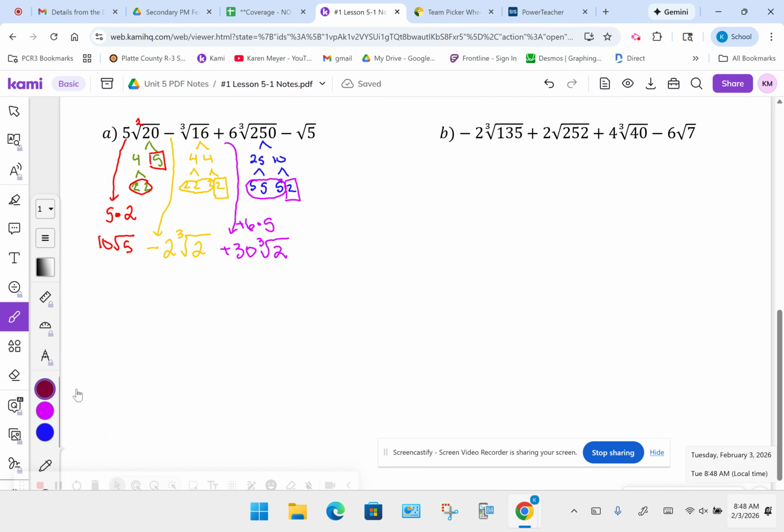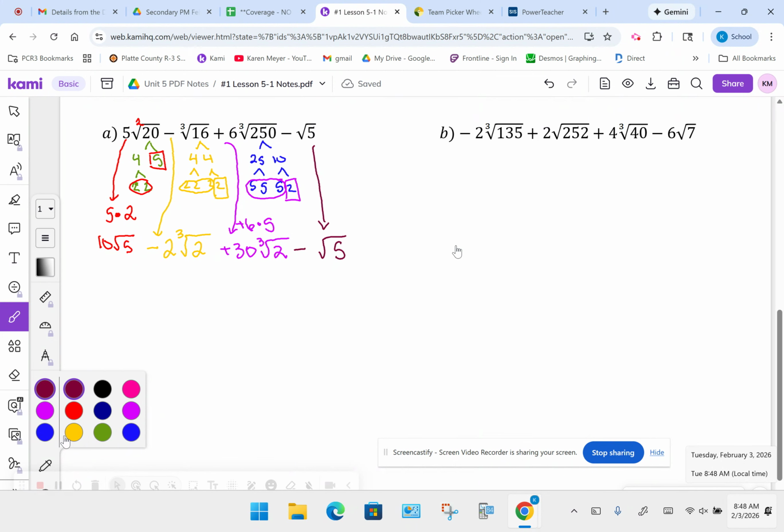And then the last one, I have minus, and then the 5. I can't do a factor tree for that one because it would just be 5 and 1, so I'm just going to bring that straight down. Okay, so once I broke everything down with a factor tree, now I want to identify which ones are like terms. So I can put square roots and cube roots together. So I'm going to identify the square roots together first.